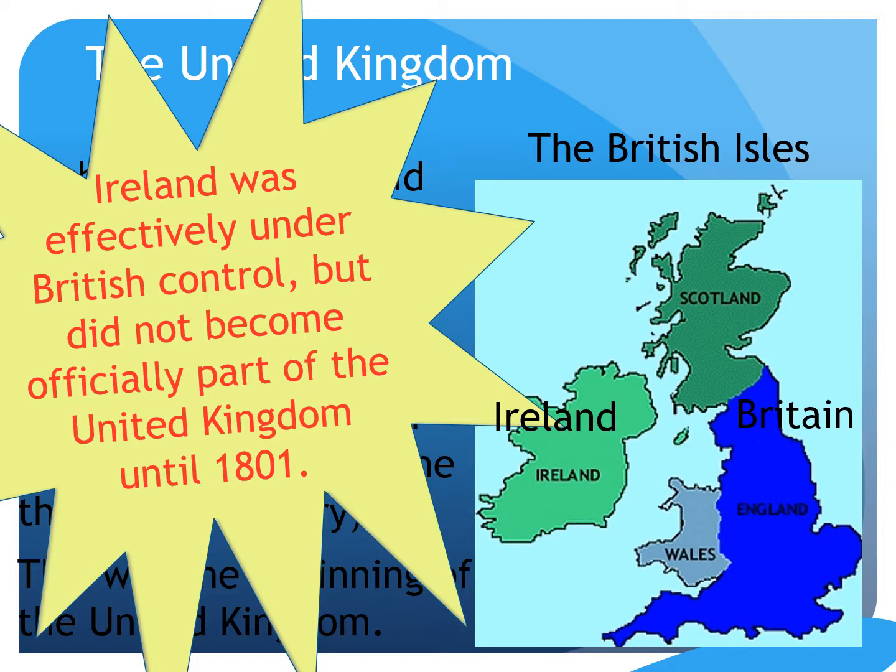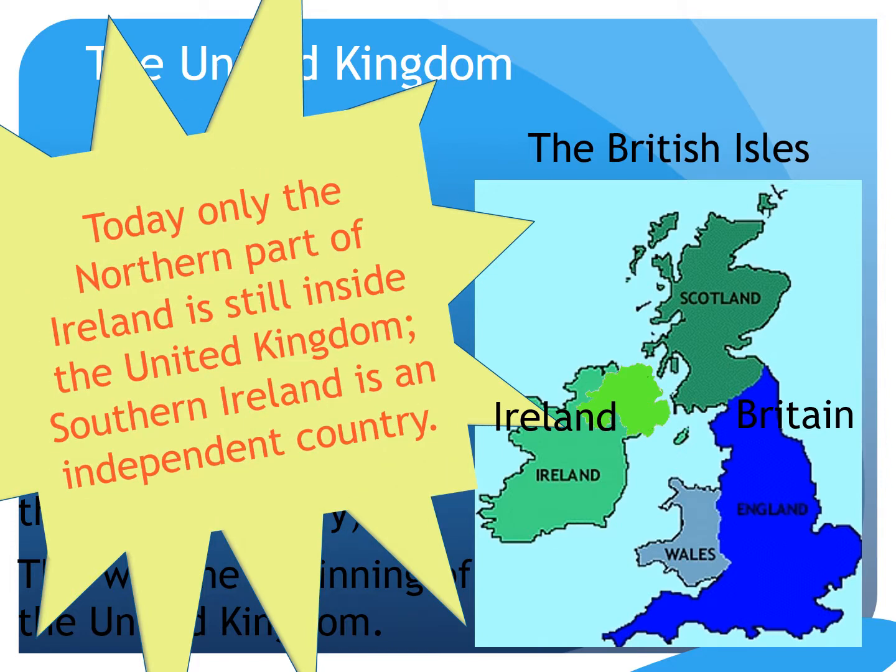But since I want to explain both the history and the present, please notice the second little area here, a more yellowy kind of green. Only this part is inside the United Kingdom. And Southern Ireland today is an independent country, for about 100 years now. So we've got Northern Ireland and Southern Ireland. So it is complicated, isn't it?